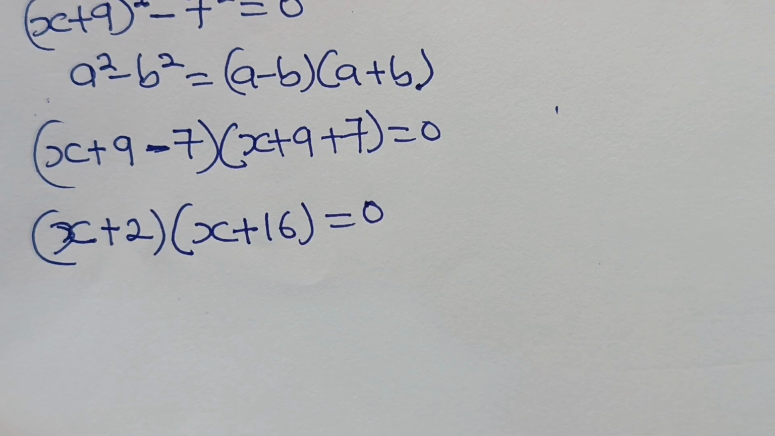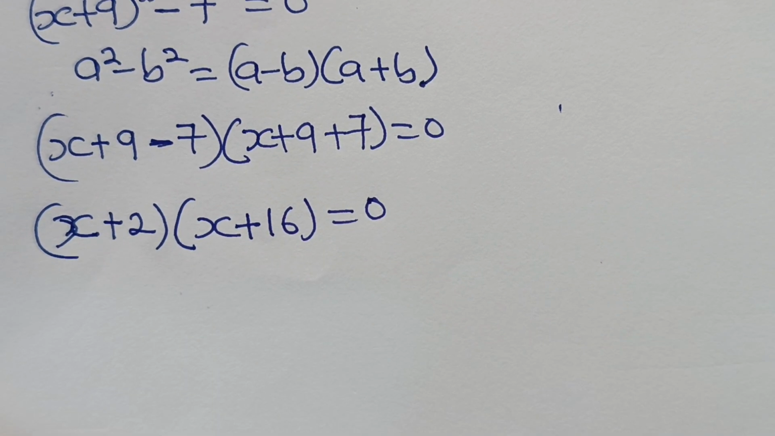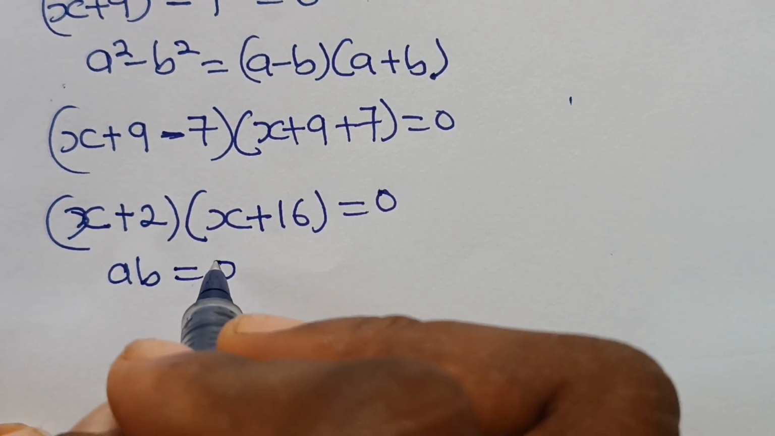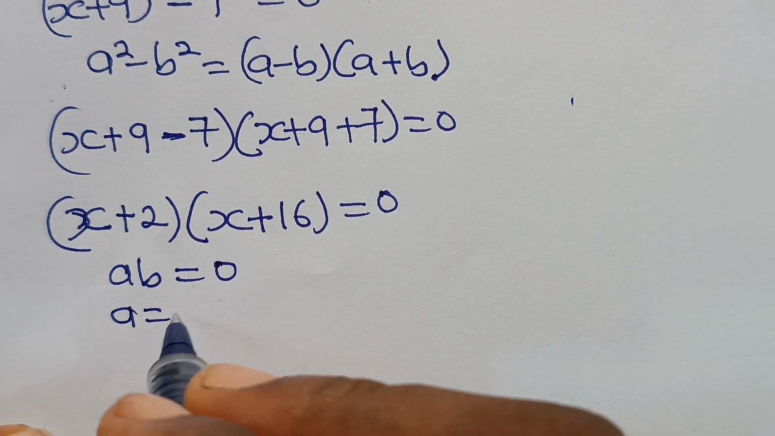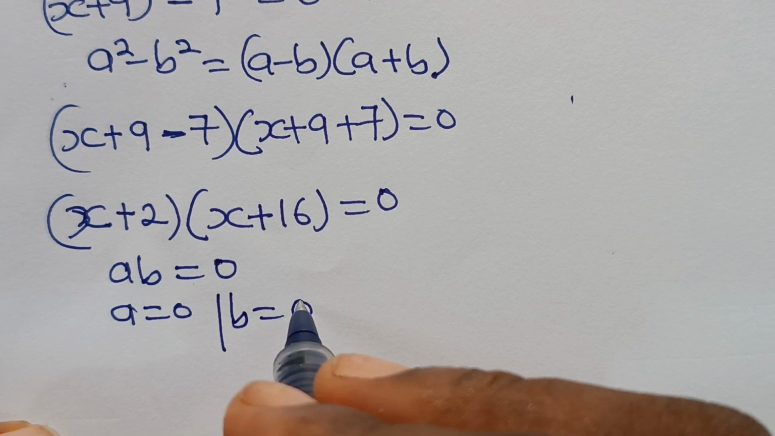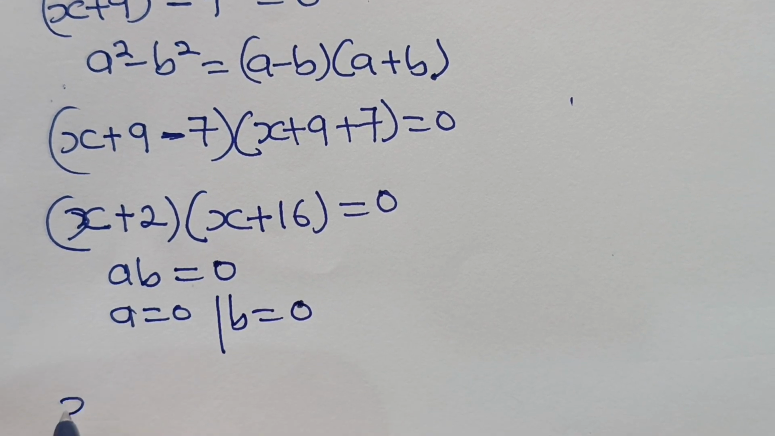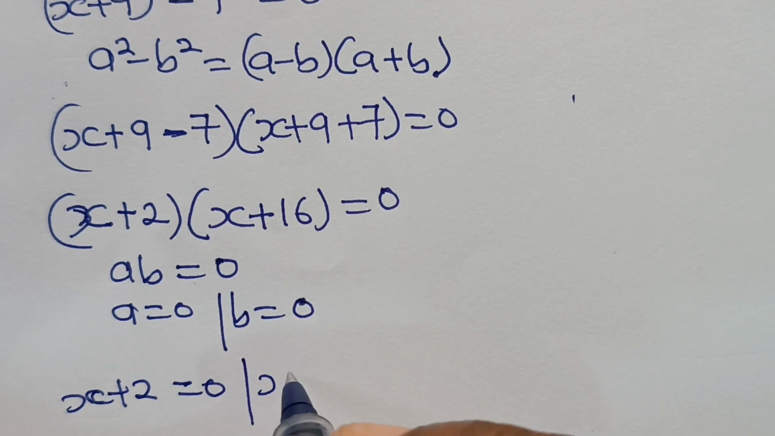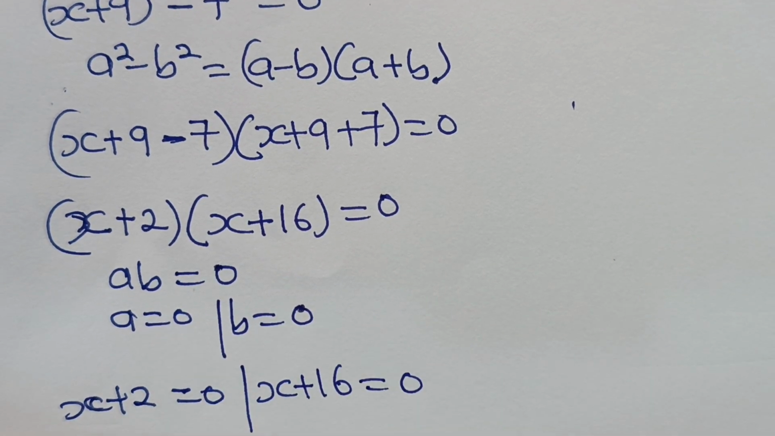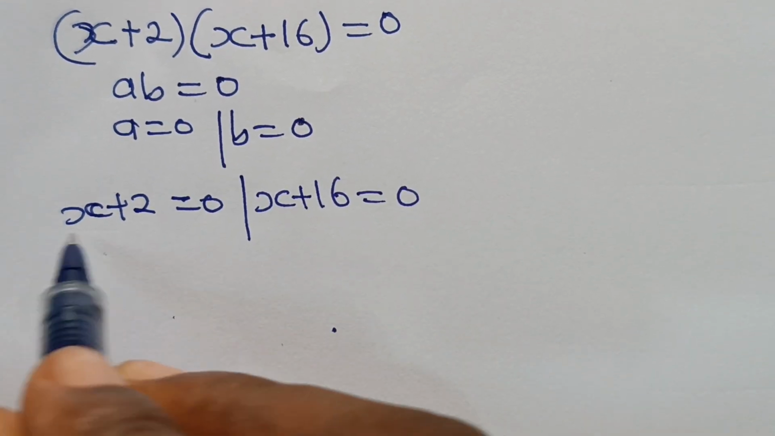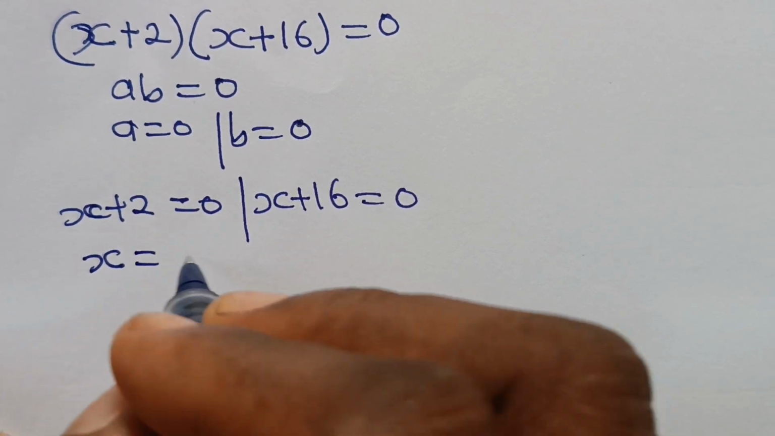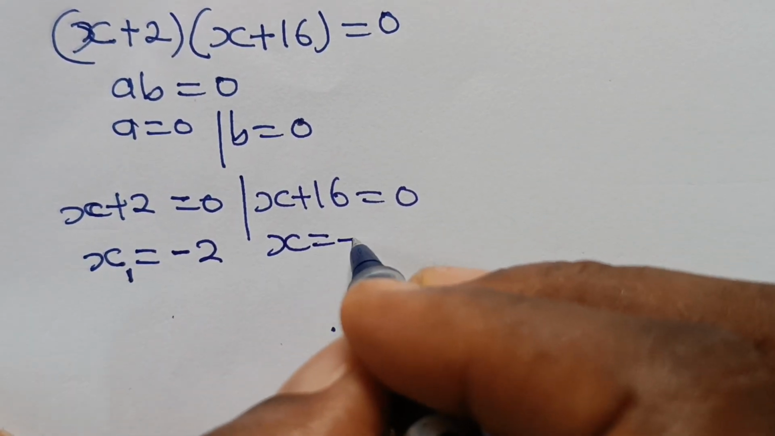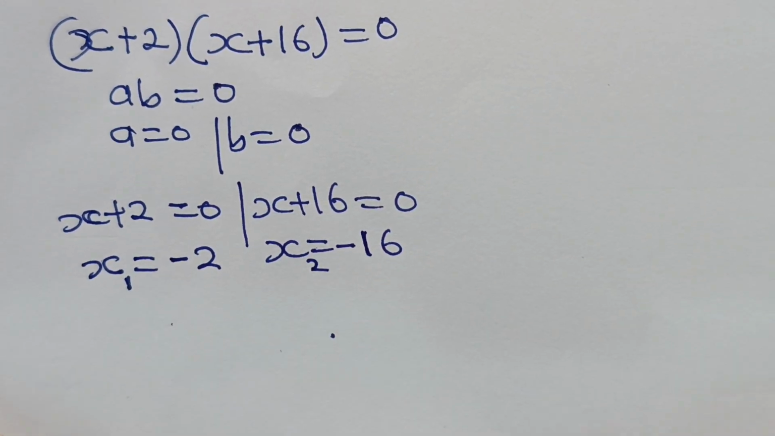So this can be written as, now a multiplied by b equals 0. It simply means that either a is equal to 0 or b is equal to 0. So that means that we can say x + 2 is equal to 0 or x + 16 is equal to 0. Okay, so for this you can see that x is equal to minus 2. That is the first value of x. Or x is equal to minus 16. That is the second value of x.